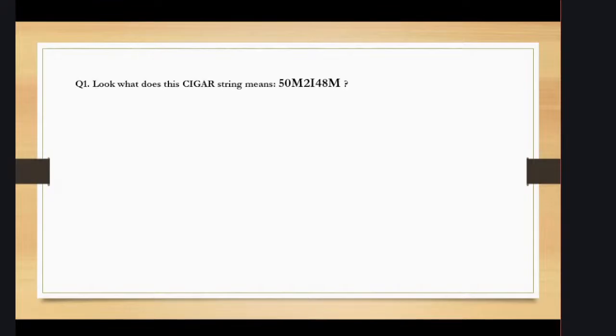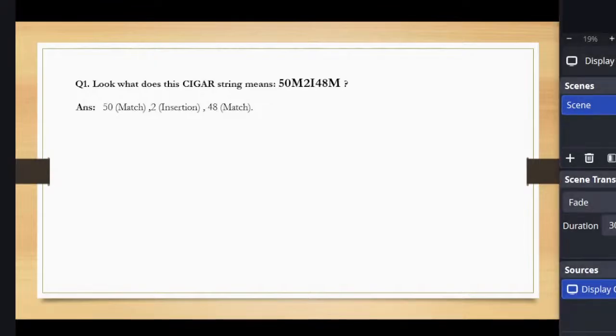Ma'am, 50 bases match and two bases inserted. Then 48 more bases matched. Very, very good, Swiksha. Okay, correct. Actually, you are correct. So this is the way you are going to understand how many bases have been matched to the reference genome. So 50 matches, 2 insertions, and 48 matches.